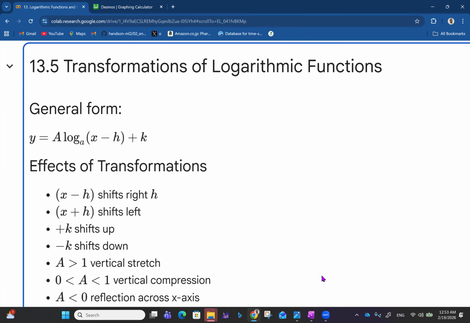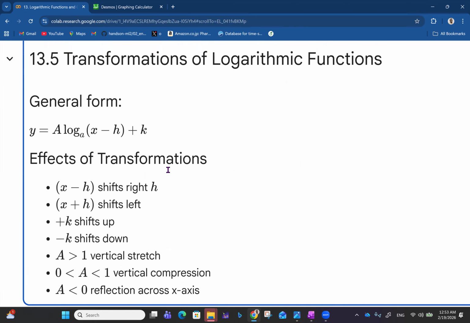Transformations of logarithmic functions. The general form of a logarithmic function is y equals a log(x minus h) plus k. So, the effect of transformations: x minus h shifts right h, x plus h shifts left. Plus k shifts up, minus k shifts down. A greater than 1 is a vertical stretch. If a is between 0 and 1, it's a vertical compression. And a less than 0 is a reflection across the x-axis.